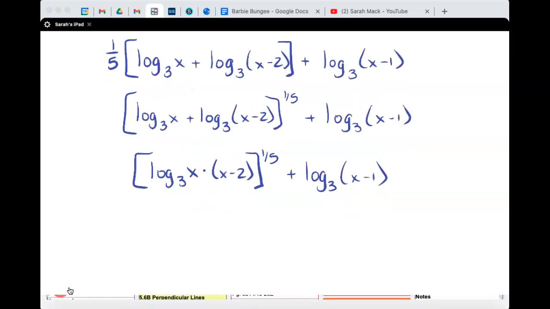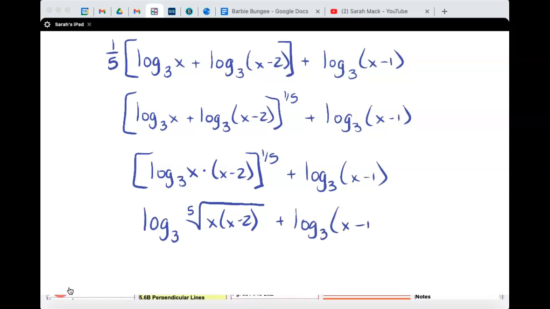Okay, so now we have one logarithm, so we can do the 5th root like you wanted. We have log base 3, and we're 5th rooting this whole product, x minus 2. And I still have that log base 3 of x minus 1 trailing.